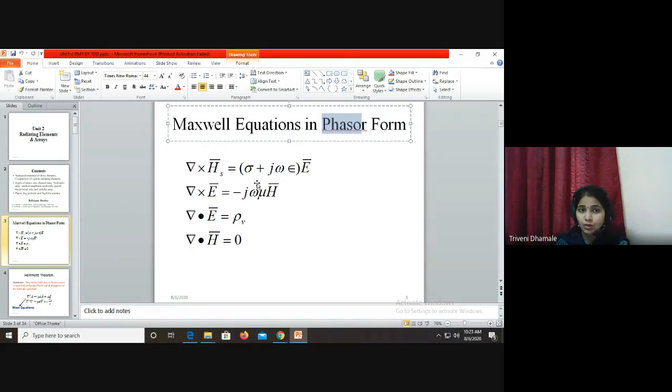Remember, we converted it into phasor form, so it becomes sigma plus j omega epsilon. These are the basic Maxwell's equations in phasor form. So please note this down. Give the heading for unit number 2 also, radiating elements and arrays. And please note down these Maxwell's equations in phasor form.